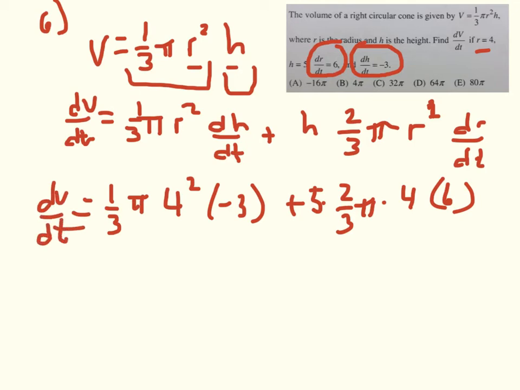It does end up to be 64 pi. If you leave the pi's in there, it ends up to be 64 pi. And checking my answer, that is D, that is correct.